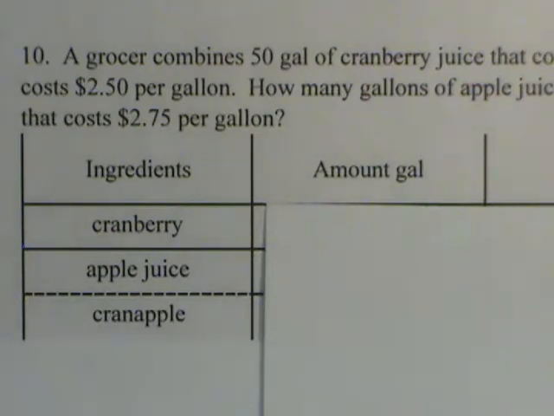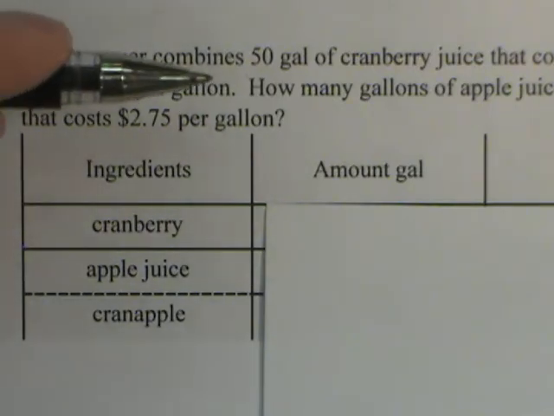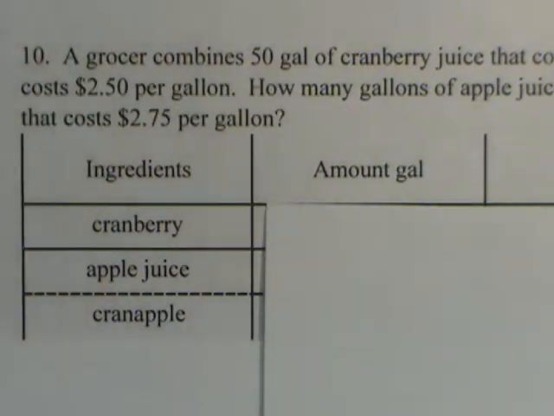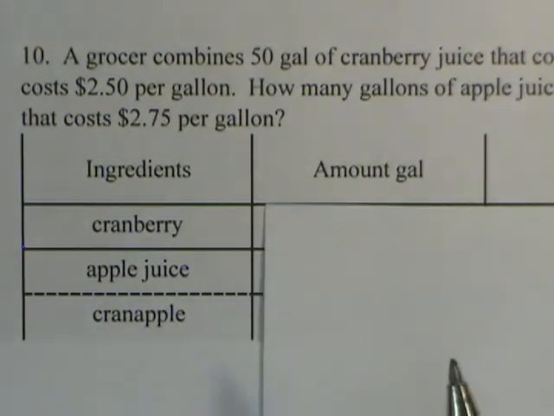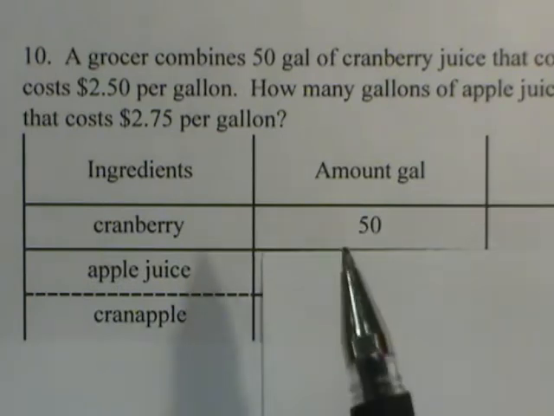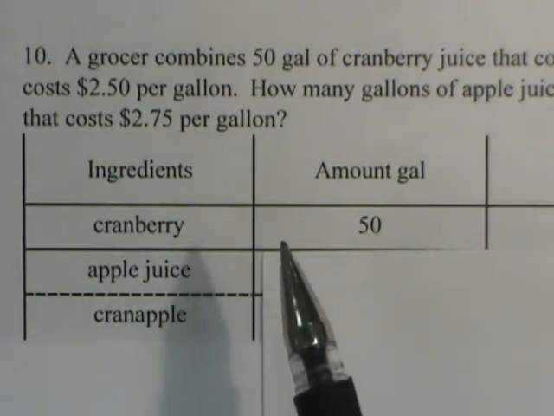Well, the first time you read any word problem, you want to try and set up as much as you can. As I read through there, I understand that since it is a mixture problem, I have ingredients. My ingredients will be the cranberry juice, the apple juice, and we're going to make a mixture called cran-apple. From the first sentence, it says a grocer combines 50 gallons of cranberry juice. So in my first column where it says amount, I'm going to mark down 50 gallons for the cranberry.